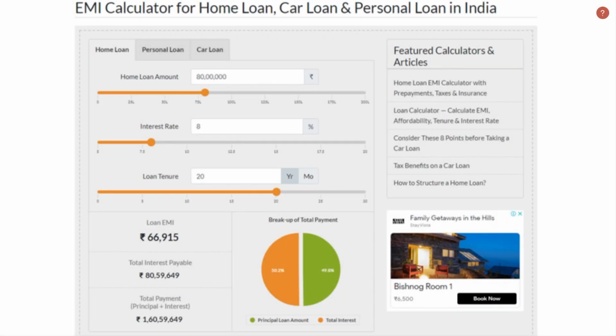But a major error here is that while paying back loans, not only are you paying the interest, but you're also repaying the principal that you had borrowed. So you can see in this particular snapshot of the EMI calculator here, the EMI will be around 66,000, which is larger than the interest cost that you thought.